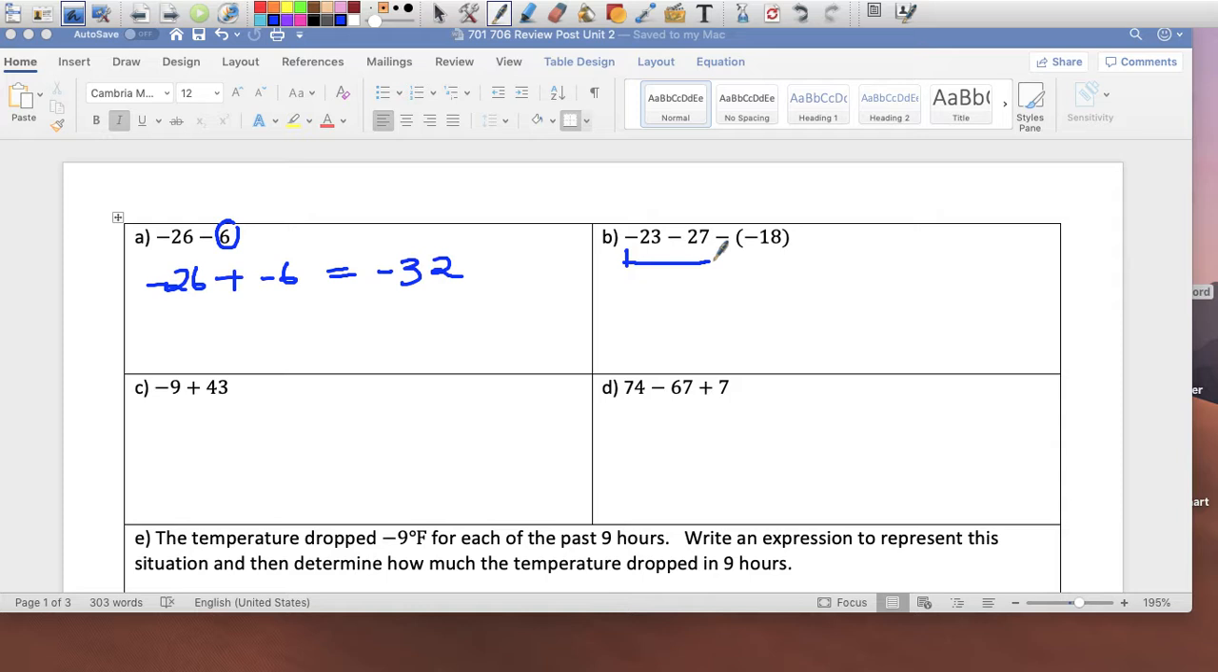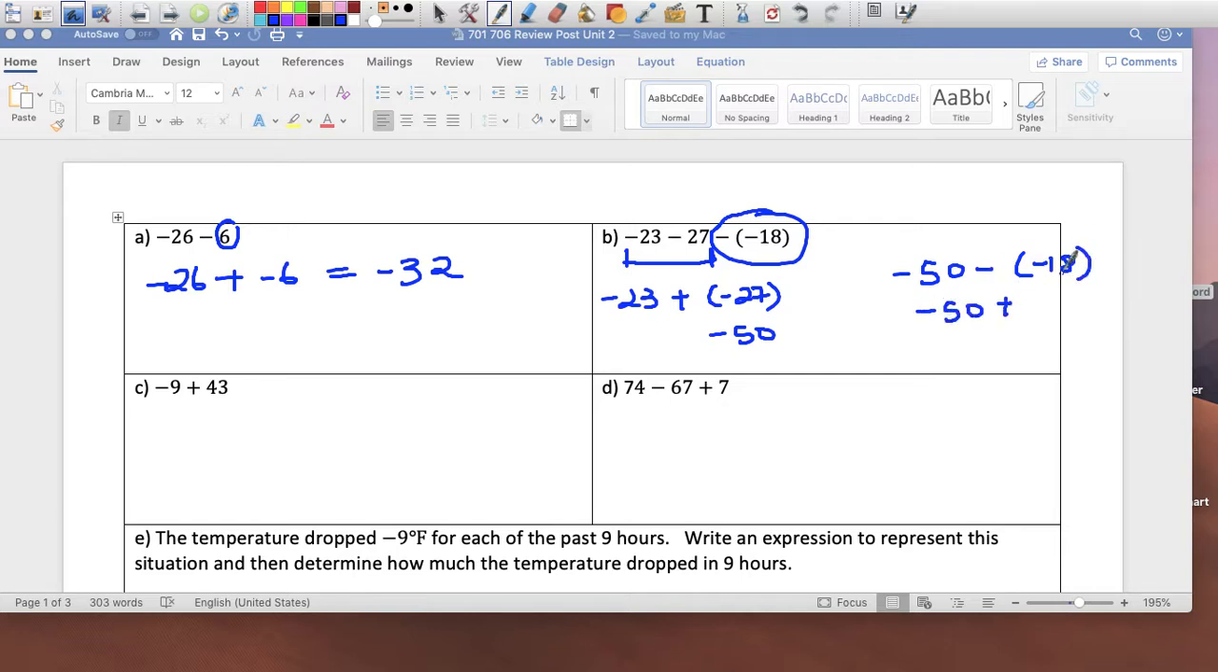This one, we'll do these two first. Negative 23 plus negative 27 is going to give us negative 50. So now I have to do this part right here: negative 50 minus negative 18. That's negative 50 plus, and then the opposite of negative 18 is 18. And this is going to give us negative 32.